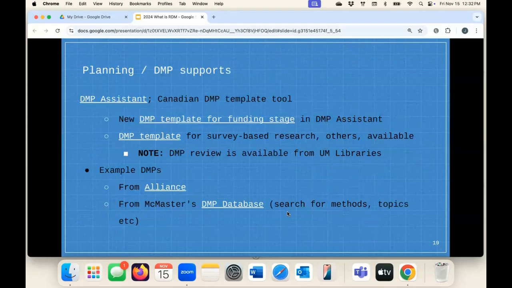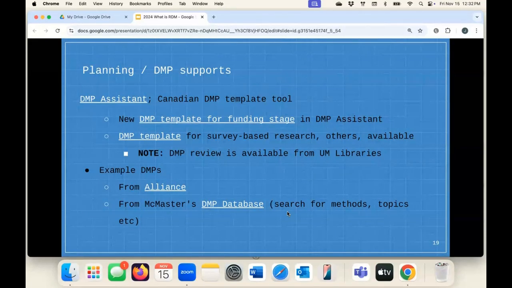So some supports that we can talk about from the University of Manitoba or from Canada: the DMP Assistant, which is something we'll talk about a lot in those other two sessions that I talked about coming up. It's a Canadian-based DMP template tool. So it gives you a number of questions that you can think about and fill out without having to pull them out of the air.